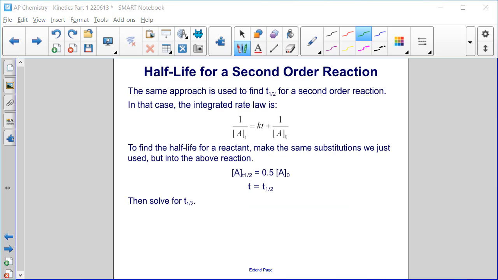Finally, let's discuss half-life for a second-order reaction. The same approach is used to find the half-life for a second-order reaction, but in this case, we use a different integrated rate law. We use the integrated rate law for a second-order reaction: 1 over the concentration is equal to kt plus 1 over the initial concentration. To find the half-life, we're going to make these same substitutions where we're looking for half of the initial concentration, and our time is just our half-life.